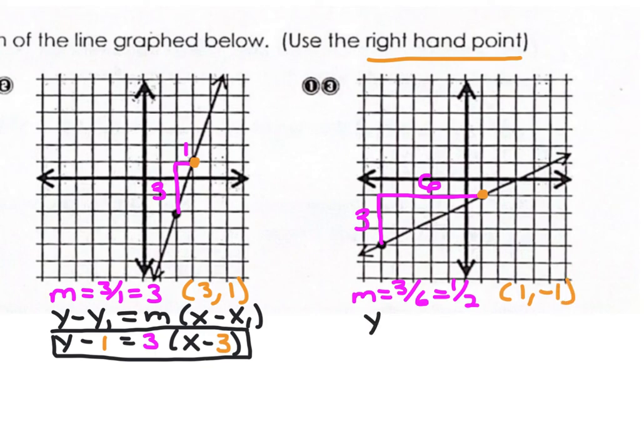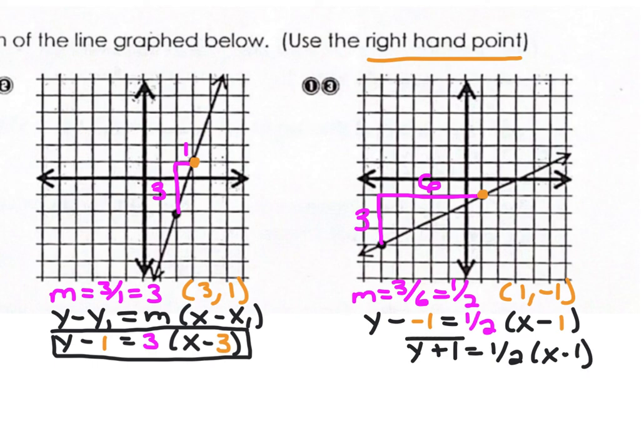Let's go ahead and plug in. Y minus y1 is -1 equals slope 1/2 times x minus x1 is 1. Simplified version, minus a -1 would turn into +1 equals 1/2 times the quantity x minus 1. All right, I hope we've got it. Good job.